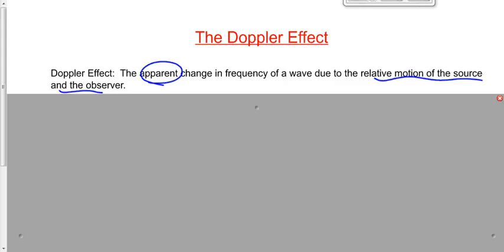But it could be you that's moving. If a fire engine's on the side of the road and for whatever reason the siren's on, and you drive by it at a high speed, you're going to notice the Doppler effect as well. Not because it's moving, but because you're moving. It's due to the relative motion of the source and the observer, whichever one happens to be moving.